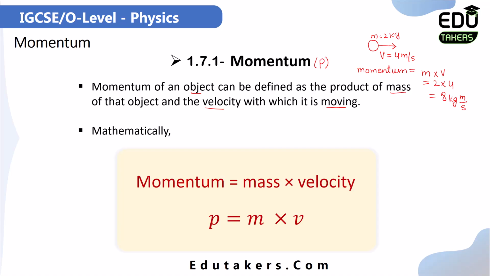Mathematically, what is the formula for the calculation of the momentum? You just need to multiply the mass of the object with the velocity of the object. The mass of the object is represented by m and the velocity is shown with v, so that the momentum is represented by the symbol p. So I can simply say that p is equal to m multiplied by v. This is the formula that is used to calculate the momentum.